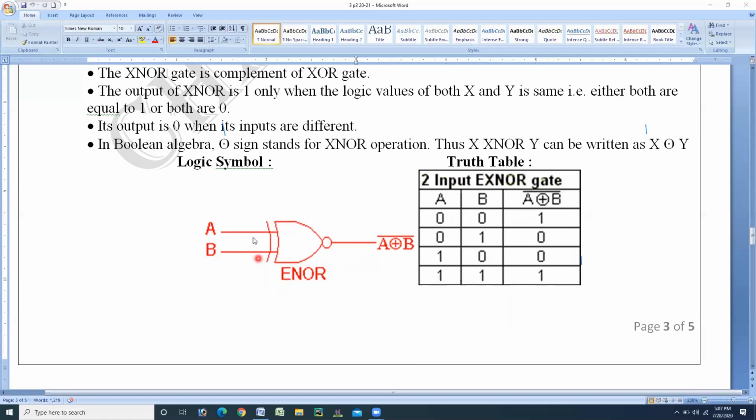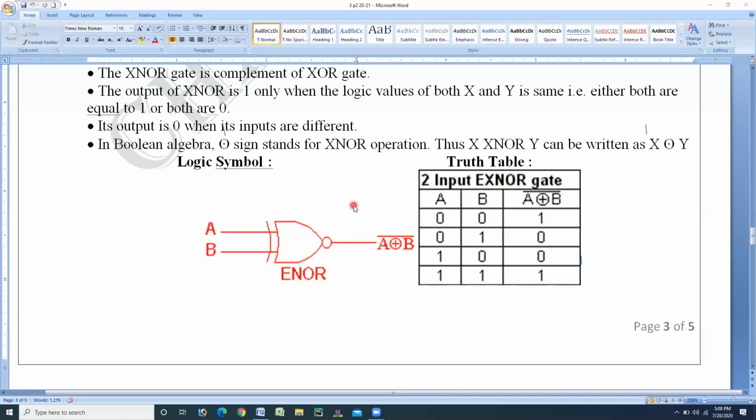Then check out the inputs and outputs here. If A and B are the two inputs for a two input exclusive NOR gate, then the output you will get is as follows. According to OR, you will get A plus B. According to exclusive OR, you will get A plus B, that is, plus is circled. Then, if the A plus B circled is input for a NOT gate, you will get A exclusive OR B complement. It means A plus in a circle, B complement. This becomes the output for the exclusive NOR gate.